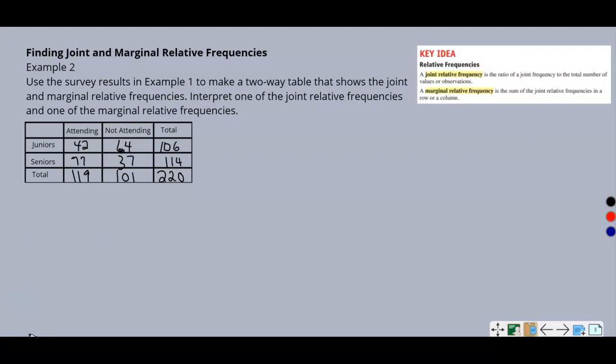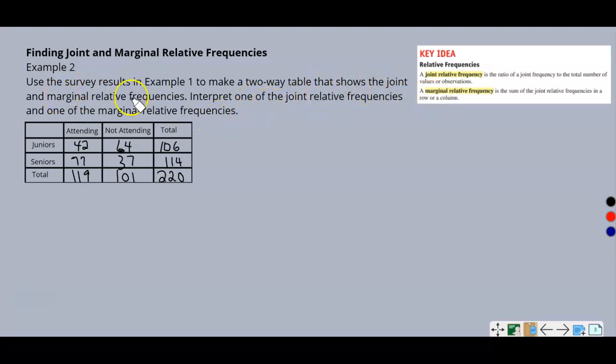Example 2, finding joint and marginal relative frequencies. Use the survey results in example 1, which I've copied over here, to make a two-way table that shows the joint and marginal relative frequencies. Interpret one of the joint relative frequencies and one of the marginal relative frequencies. All right, so we made a table in example 1. Now they want us to take those and interpret.